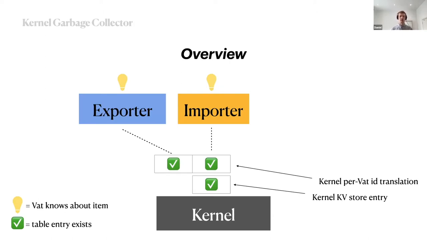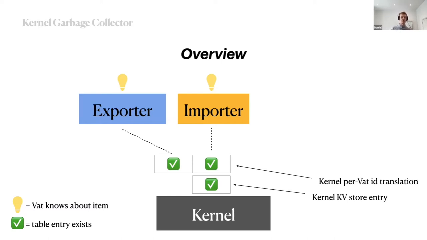I'll just give an overview of how the garbage collector works. When an item is sent from one VAT to another, it creates several bookkeeping entries in the VATs, as well as the kernel. The exporting and importing VATs should store tracking data in their own processes, and the kernel stores its own reference in the key value store, as well as references in the translation tables for talking to the VATs.